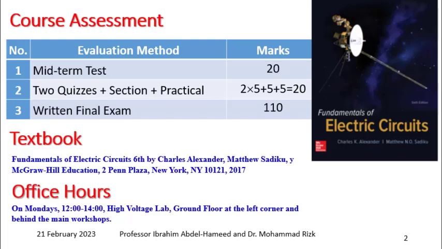Regarding the textbook, we are going to use this textbook. It's available on the internet. You can download it free. Office hours, you can come on Mondays just after the lecture. I will be in the high voltage lab for 2 hours. Okay, high voltage lab in the corner. Okay, ground floor.